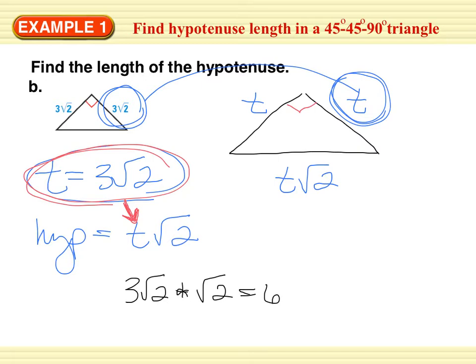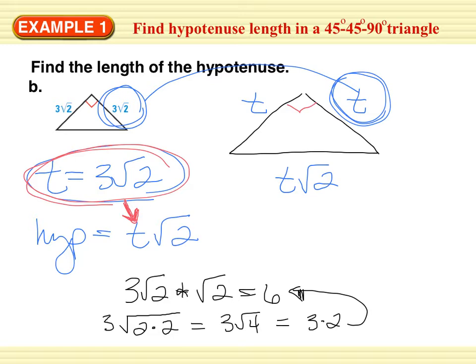I get 6. And for those of you that like to know how you get that, underneath the radical I have 2, so that's the same as 3 times the square root of 2 times 2, which is 3 square roots of 4. The square root of 4 is 2. 3 times 2. You have your answer.